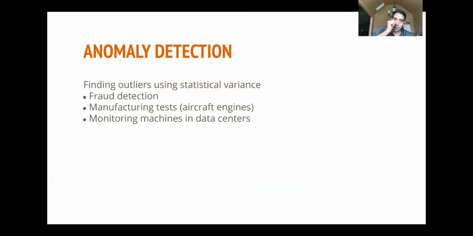And then another one is anomaly detection. Basically we use statistical variance to see if something is within normal criteria or not. That's used a lot for fraud detection, trying to see if there are any manufacturing defects, or for data centers. Sometimes you don't want to wait until those servers completely crash and you lose all the data. It would be nice if you know before.